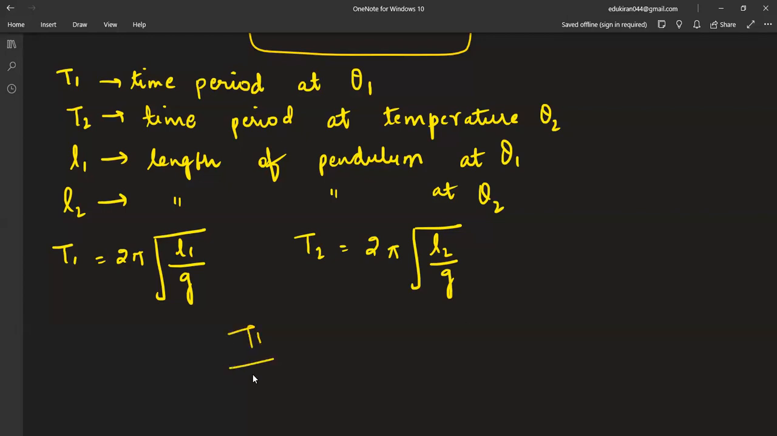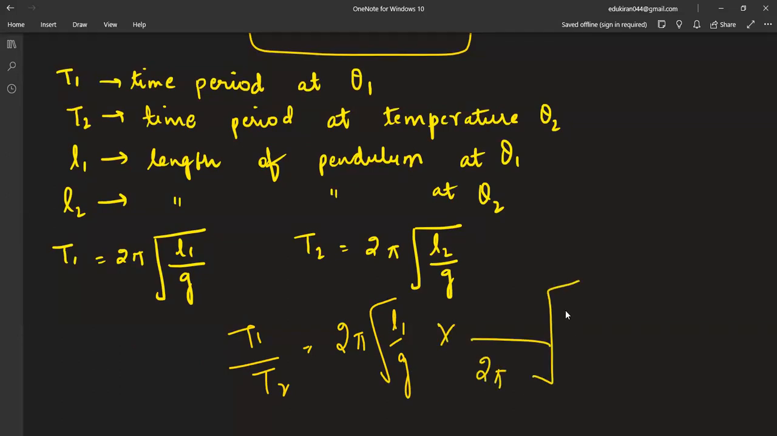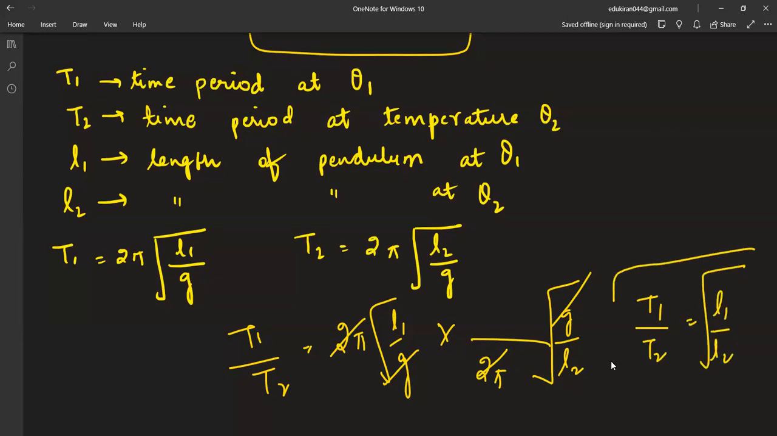So T1 by T2 is equal to 2 pi under root L1 by g divided by 2 pi under root L2 by g. So root g and 2 pi will cancel. T1 by T2 is equal to under root L1 by L2. This is a formula that we'll be using.